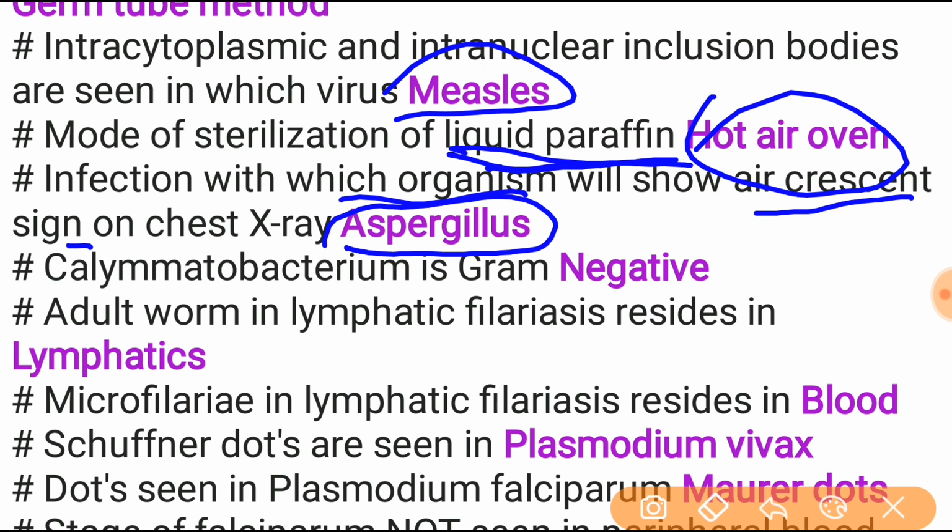Chlamydia is a gram-negative bacteria. Adult worm in lymphatic filariasis resides in the lymphatics. Microfilariae reside in the blood. But for the diagnosis of filaria, the microfilariae come in the peripheral circulation at night. So for the diagnosis, blood is taken at night, not in the day.